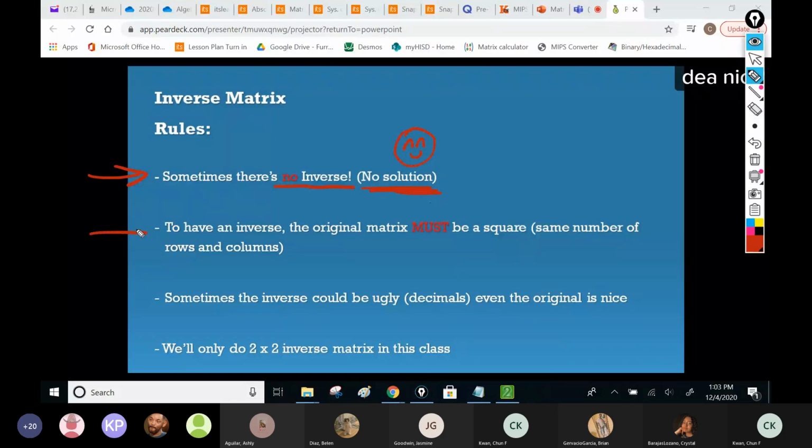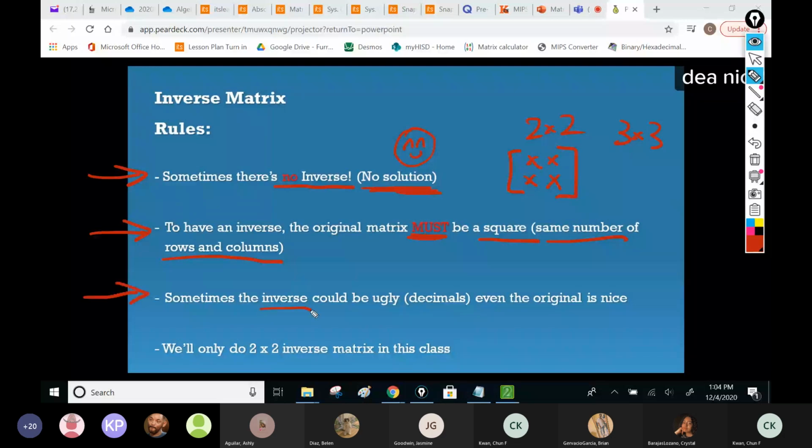And then to have an inverse, the original matrix must be a square. So same number of rows and columns. All right, it has to be a square. A 2 by 2, 3 by 3, 4 by 4, 5 by 5, doesn't matter. It has to be a square.